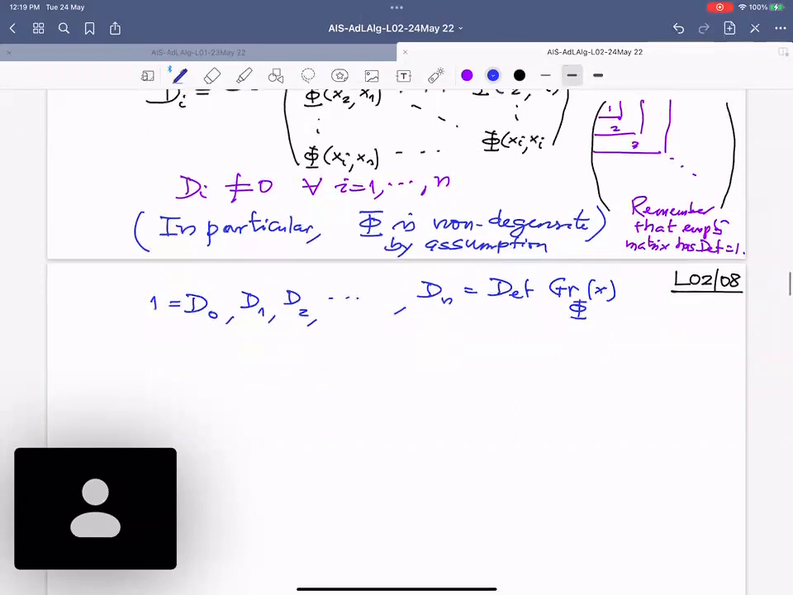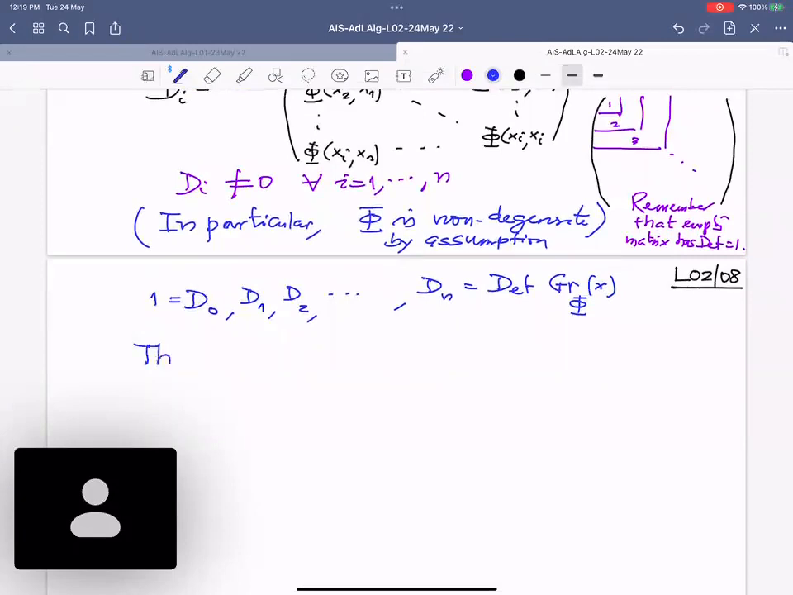Then our interest is to compute the type, because I want to relate type with the number of zeros of polynomials. That is my next lecture.